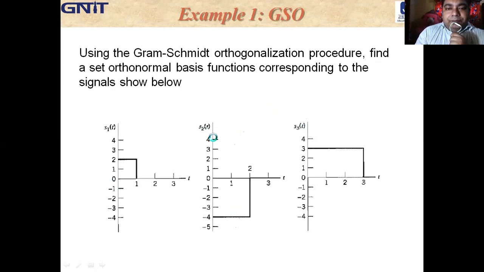And S2t has an amplitude of minus 4 and time period 0 to 2. Similarly for S3t, it has a positive amplitude of 3 units and a time period of again 3 units. So first we determine the energy of the signal. To construct the first basis function phi 1t, we have to first determine the energy of signal S1t.